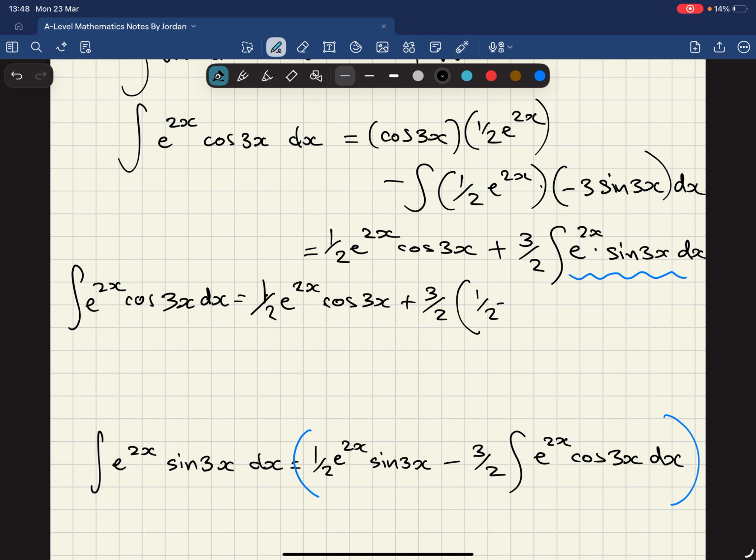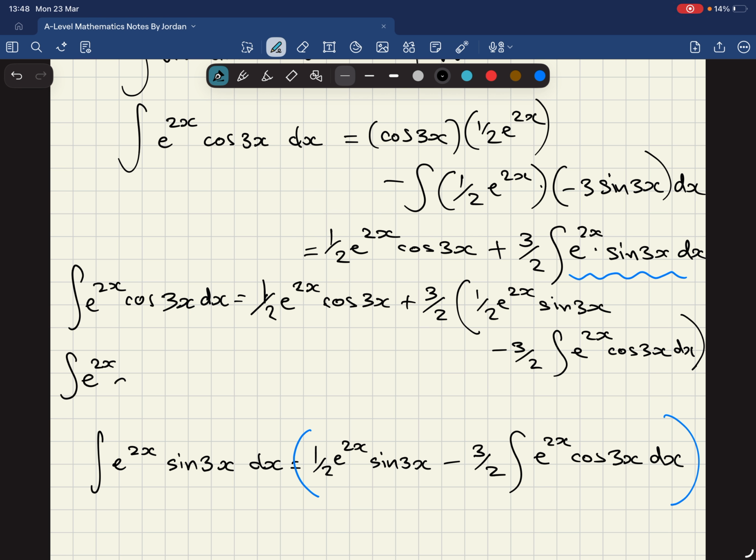So that's a half e to the power of 2x sine 3x. Okay, and then we've got minus 3 halves. Remember, this is still within the bracket. Integral e to the 2x cos 3x dx, and that's the end of the bracket. And then I can just go ahead and simplify this. I'm still going to write it out in full. When you get a bit better at this, then you can probably save some steps.